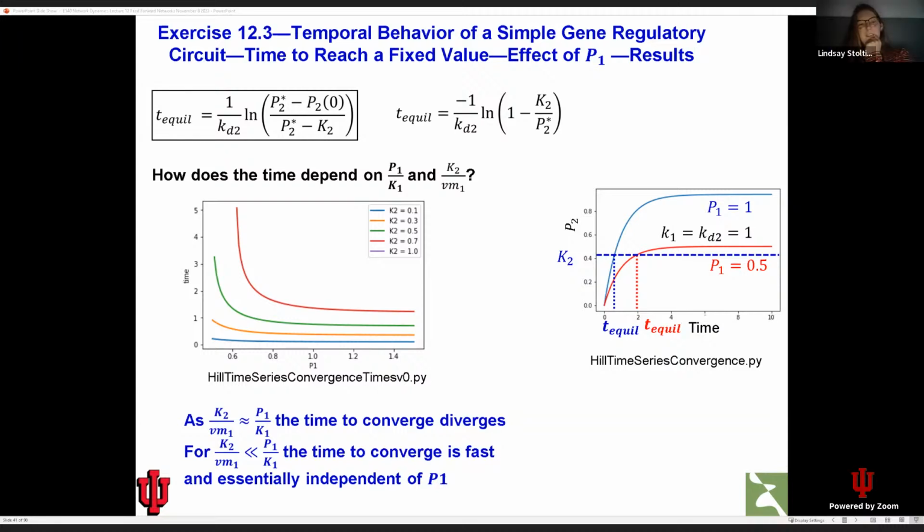We did not covary P1 and K2 and time. All I did was find the time to reach the threshold as the threshold changed, given a fixed P1 and K1.